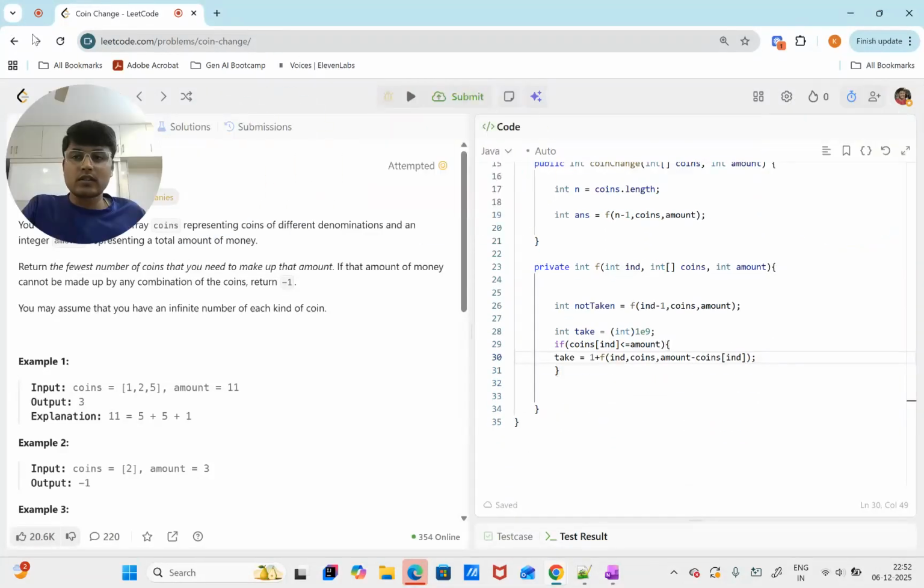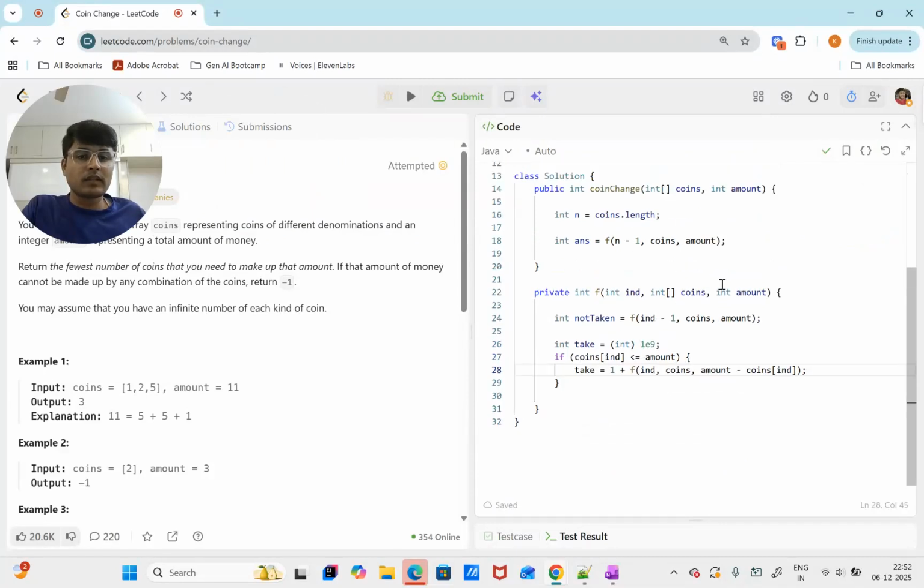So if I just format this code again, okay, and at the end what we want to do is return the minimum of take and not take, right? So Math.min of not taken comma taken. So this will be our recursive solution.